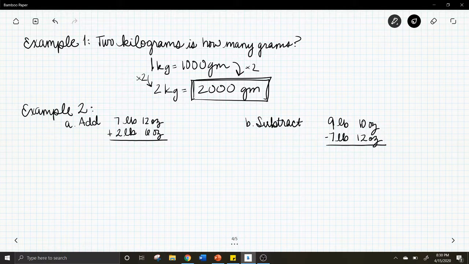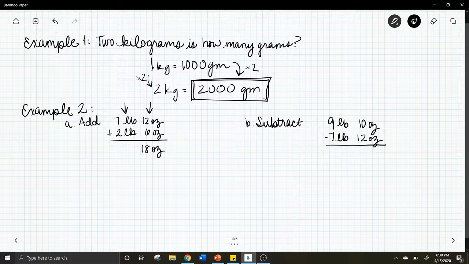Next, in example 2, we are going to look at adding some pounds and ounces together. So let's look at our first example, adding. Let's go to our rightmost column, 12 ounces plus 6 ounces. That's going to be 18 ounces. And then let's look at our pounds. 7 plus 2 is going to be 9 pounds.